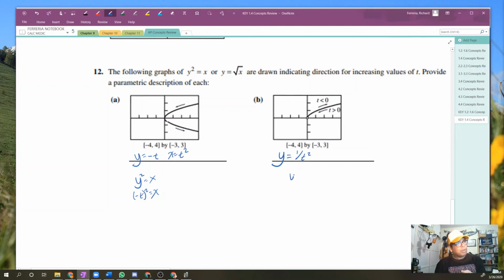So if that's my y, well, the y coordinate is equal to the square root of the x coordinate, or the x coordinate is equal to the square of the y coordinate. So the x coordinate should be equal to 1 over t to the 4th. Okay, so that should do it for us. Graph that, check and make sure that happens. It should go out and then back in.